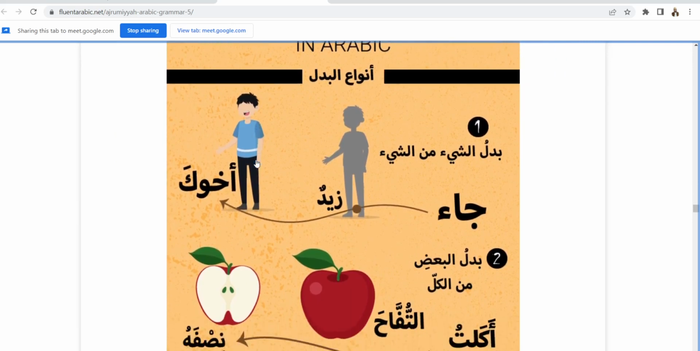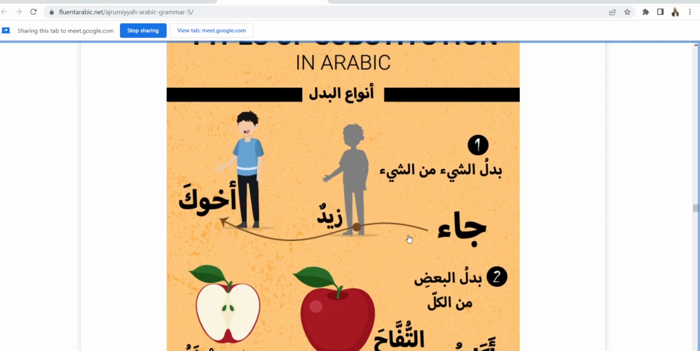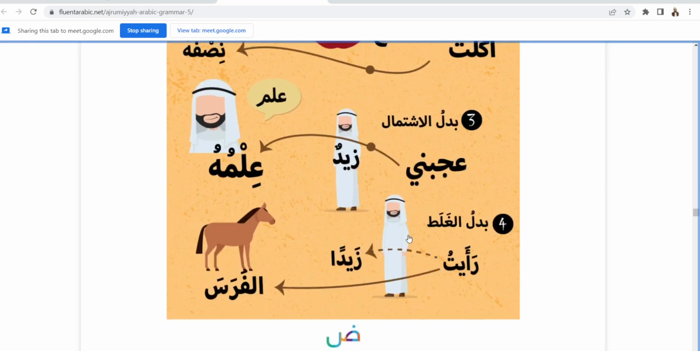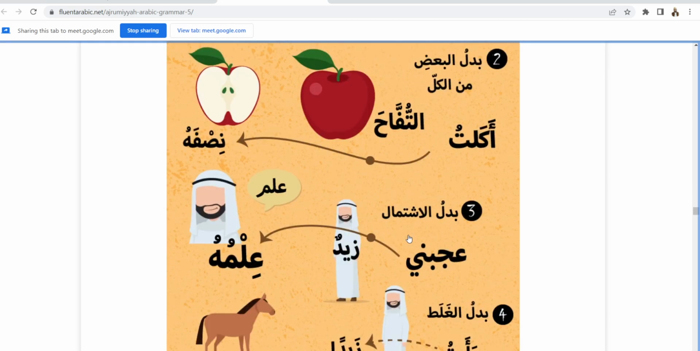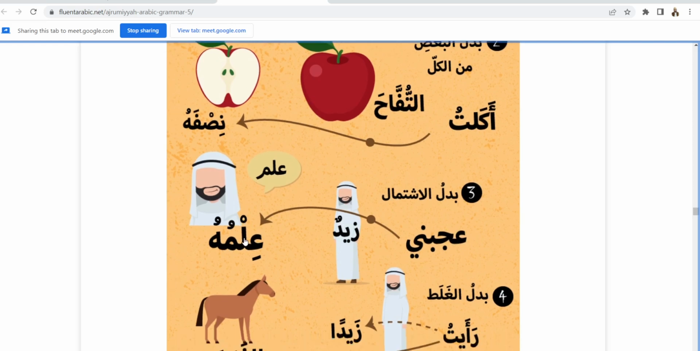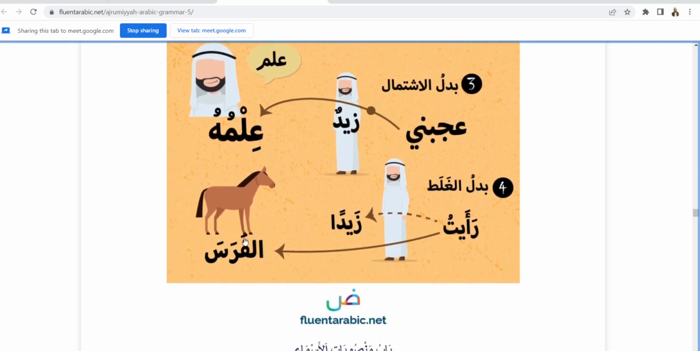بدل الشيء من الشيء, something from other thing. زيد أخوك. Because we have many Zaids, then we have the extended brother. أكلت التفاحة نصفه. I ate the apple, half of it. I loved Zaid, knowledge. And رأيت زيدا الفرس. He said I saw Zaid, then he stopped and said Faras, the horse.